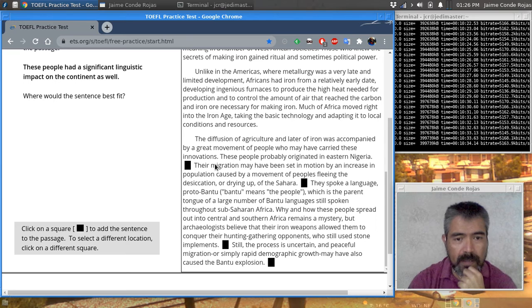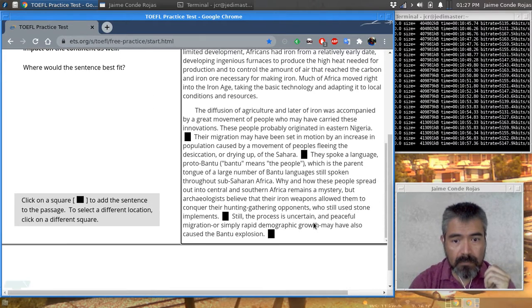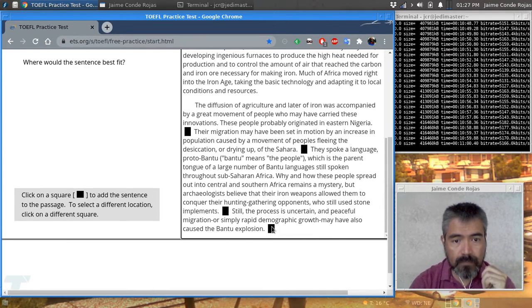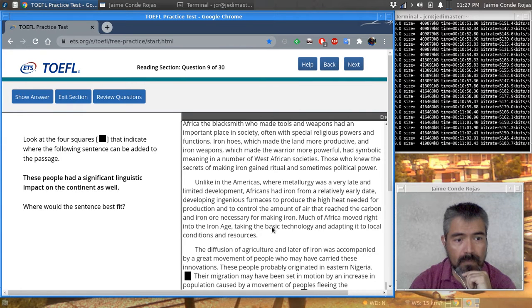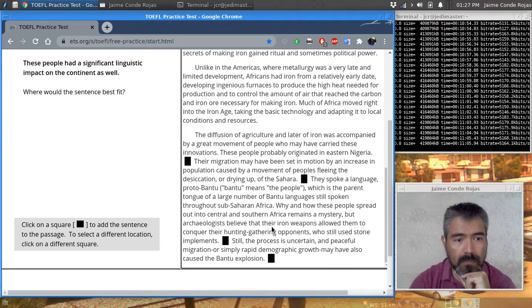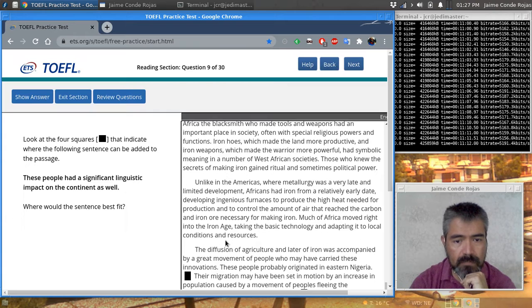Here, you have to read this paragraph more carefully in order to see where this sentence can be placed correctly in this paragraph. It could be as a conclusion, so maybe we can click here. Or maybe it could be here. So that is my answer.